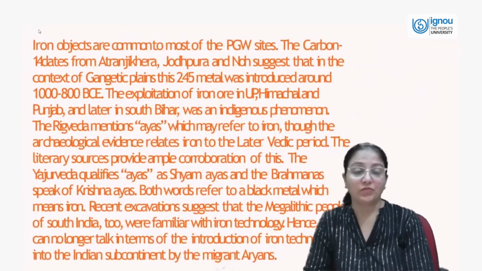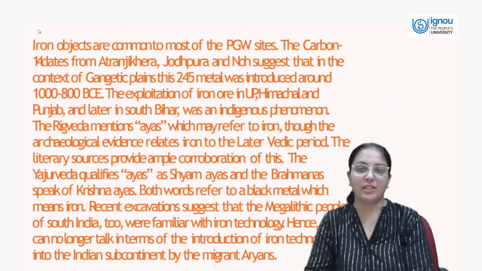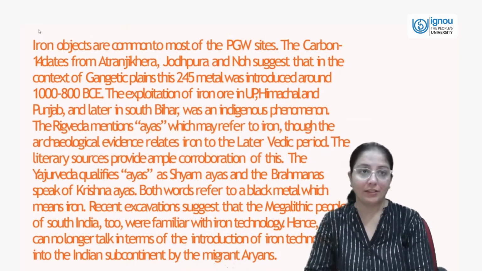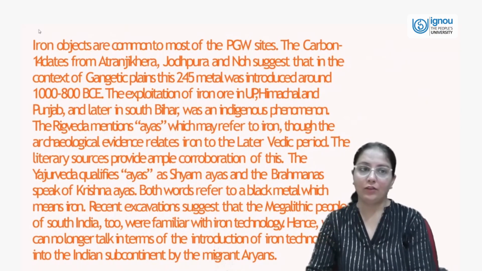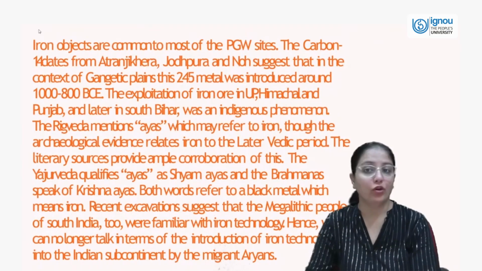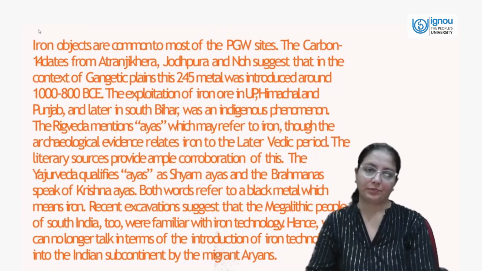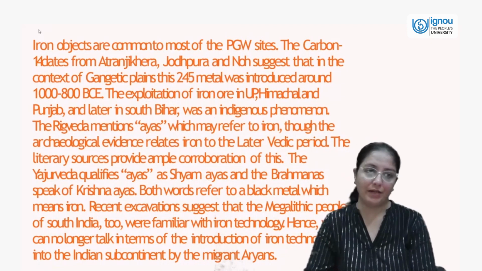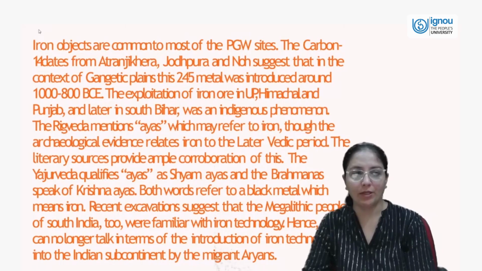Iron objects have been found at the sites of PGW, painted grey ware sites. The carbon dates from Atranjikhera, Jodhpura, Noh suggest that in the context of the Gangetic plains, this metal was introduced around 1000 to 800 BCE. The exploitation of iron in UP, Himachal, Punjab, and later in South Bihar was an indigenous phenomenon.